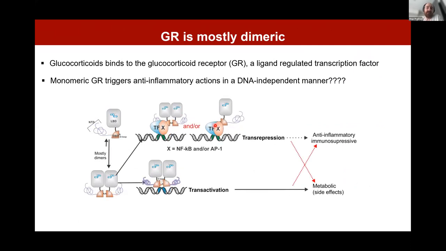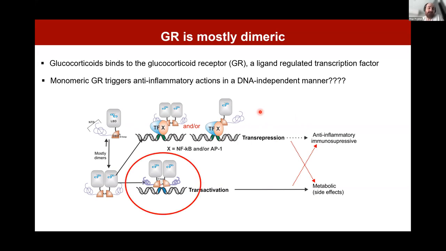So we may have a model where either the monomer or the dimer could be doing this process, but since GR is mostly dimeric to begin with, it's more parsimonious to think that it's the dimer who's doing everything here. And even though there have been a lot of papers showing that transrepression, as I define it, is responsible for metabolic side effects, while transactivation is needed for anti-inflammatory actions, now there are even papers claiming that this process is not even happening.